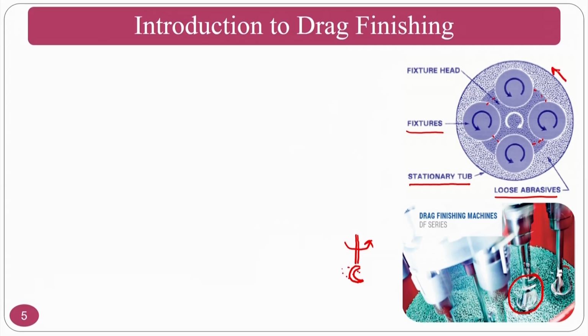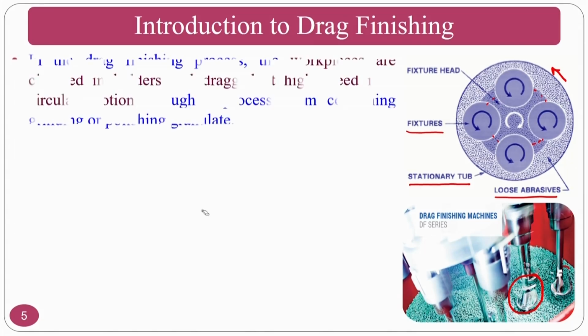You can also give the rotary motion to the stationary tub also. But in this particular slide, whatever you are seeing is your tub is stationary and your components are rotating. So, this will give you better surface finish compared to your tumbling process. That is the advantage of this particular process compared to your tumbling process.